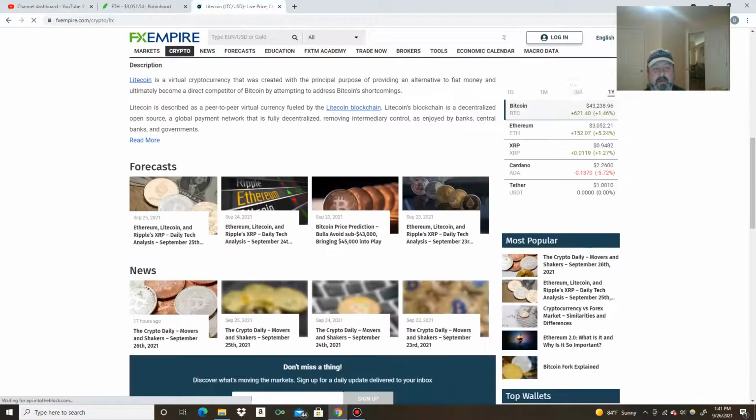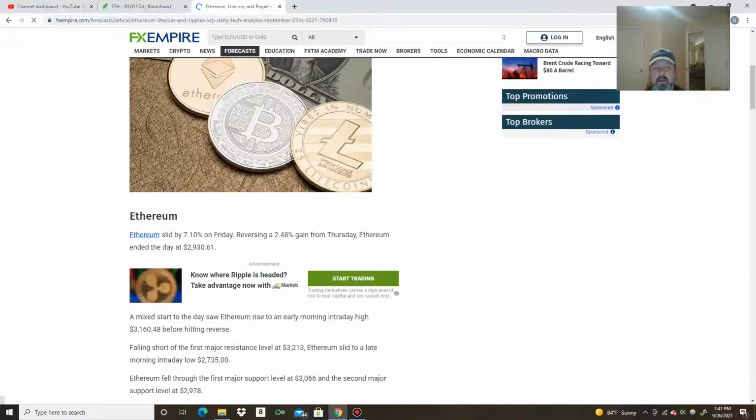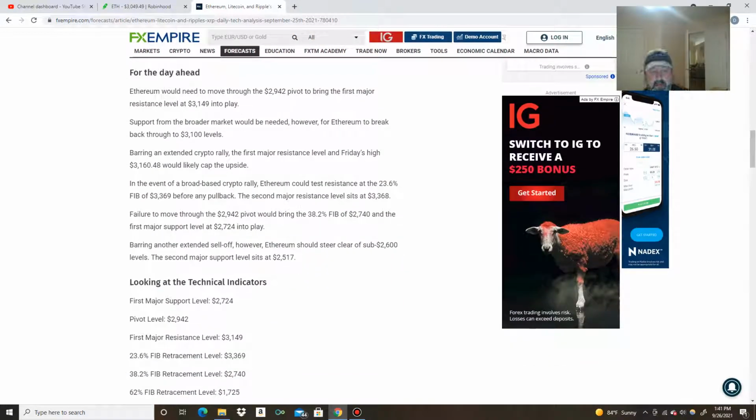There's a guy in Britain named Bob Mason. He does this every day, and these are also very, very good estimates of where your landing points are. He gives more or less a breakdown of where it was, where it's going. He explains all of it to you. He tells you 3160 will probably cap the upside. And there was no 3160 upside. If it doesn't move from 2942 pivot, we'll bring 2724 into play. Well, I'll be damned, it did that last time.